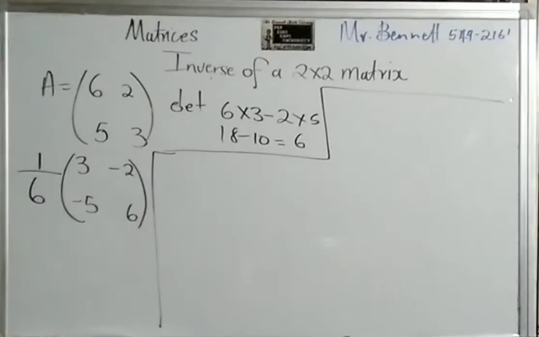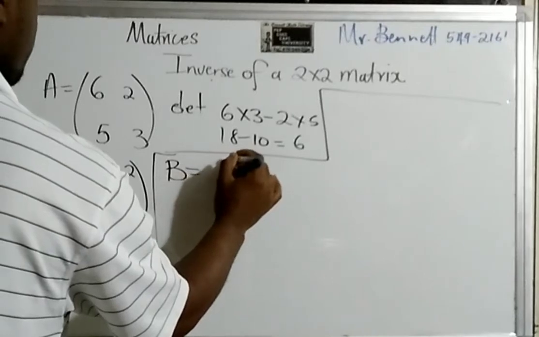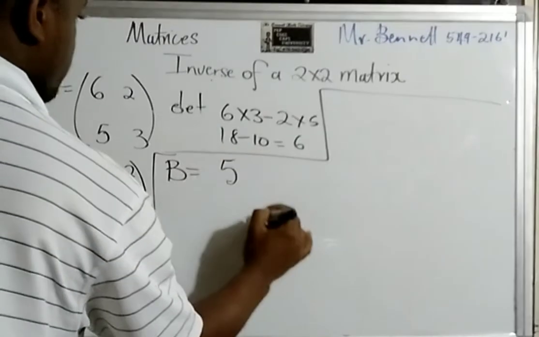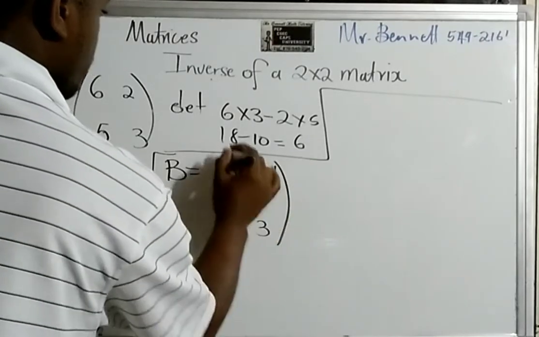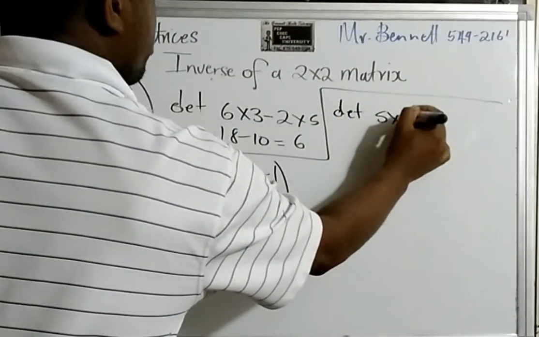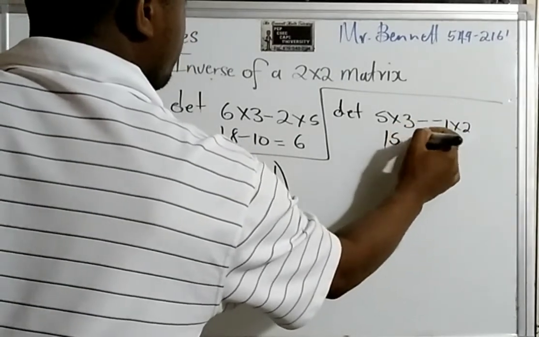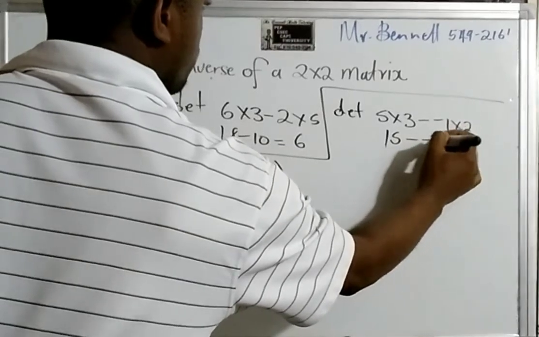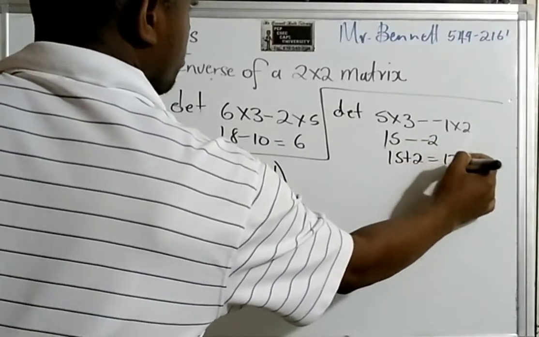Let us do one now where there's a negative. So B is equal to 5, 3, minus 1, 2. Let us see how we can find the inverse of that. So first we find the determinant, which is 5 times 3 minus negative 1 times 2. So 5 times 3 is 15, minus negative 2, so these become plus, right? So it will be 15 plus 2 is equal to 17.